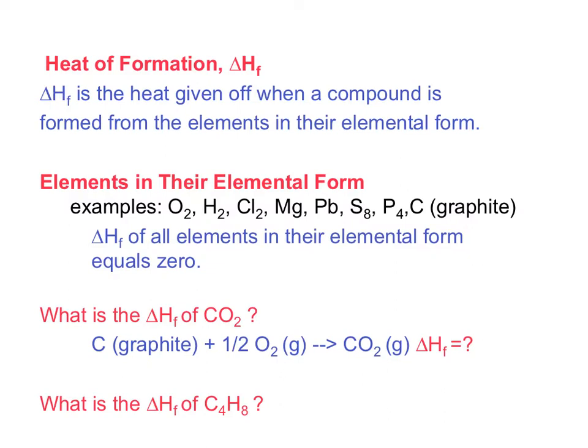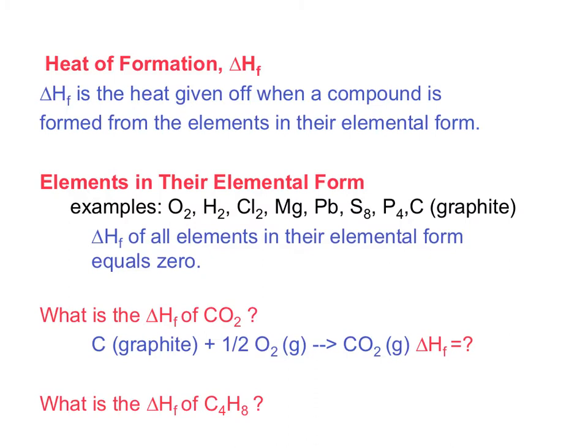Heat of formation is an important one because it's the heat given off when a compound is formed from elements in their elemental form. So, for example, if we're interested in CO2 down here, the elements in their elemental form: carbon, the elemental form of which is graphite, and oxygen, the elemental form of which is O2. You look at the combination of the elements in their elemental form to make the compound of interest and what's the heat associated with that.